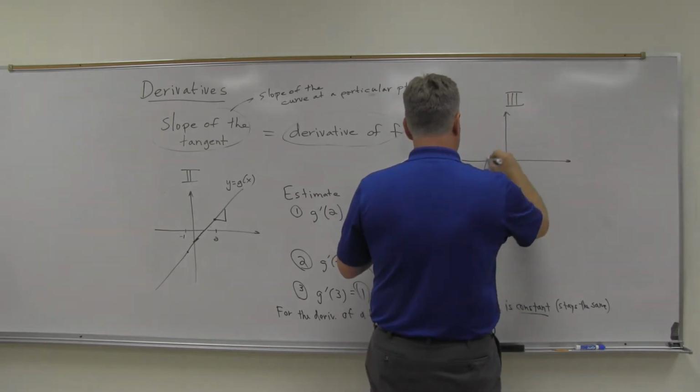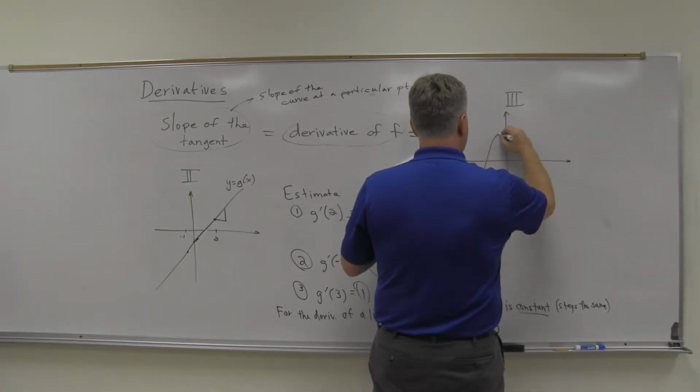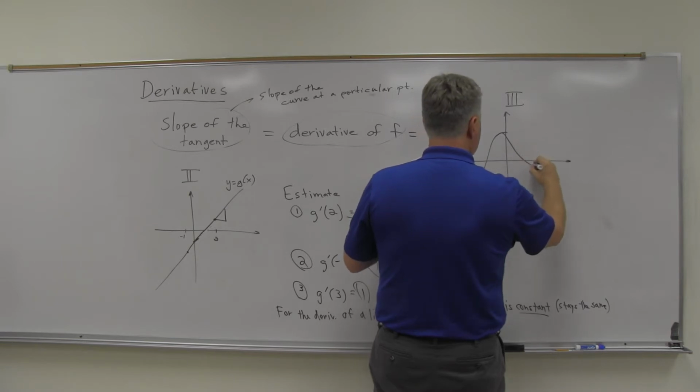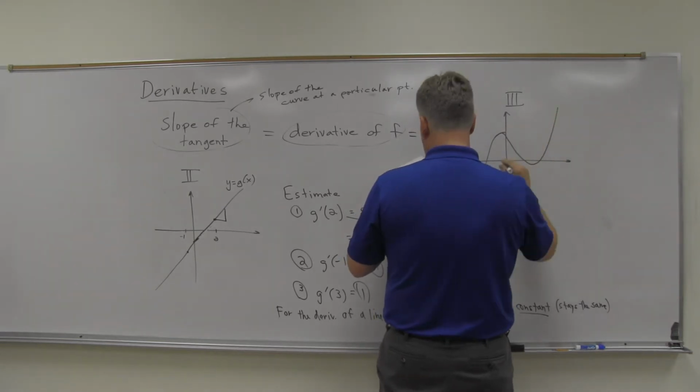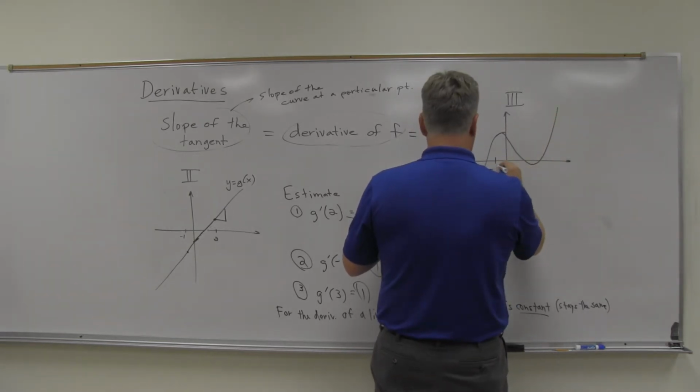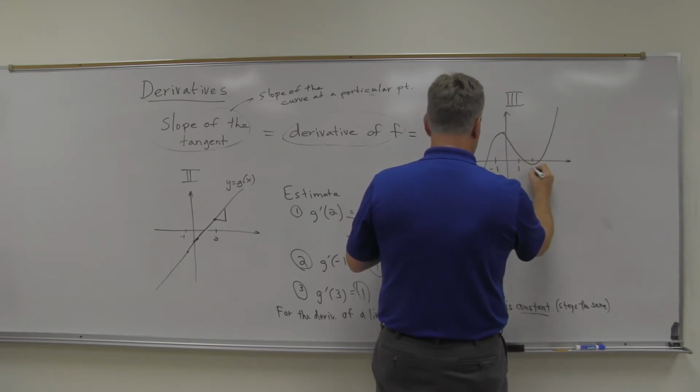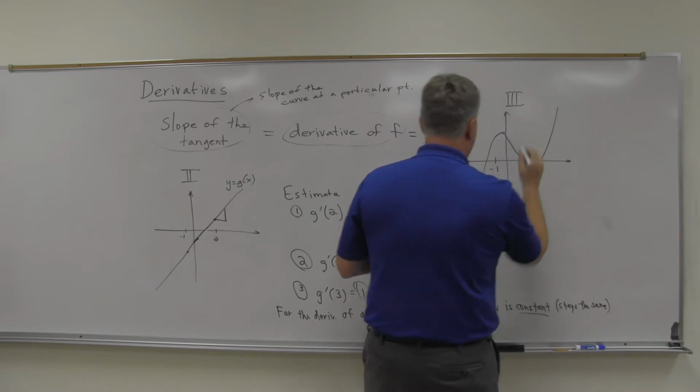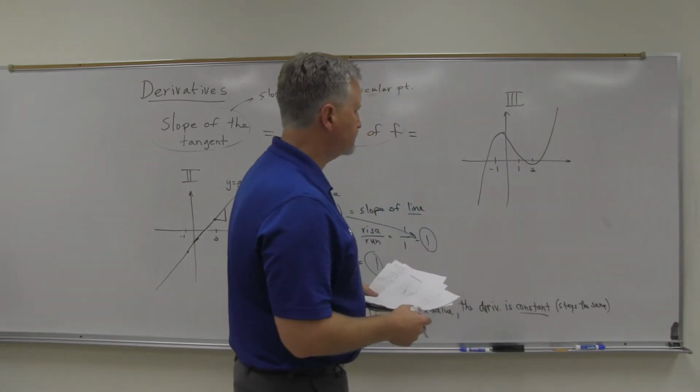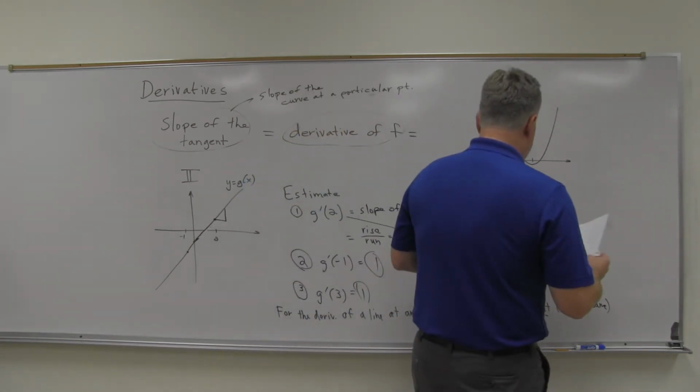So I got this. Sort of like that. Negative one's here, positive one's here. It's a 2. Yeah, all right. So here's what I want us to do.